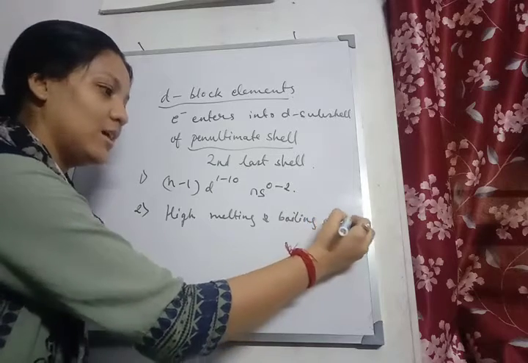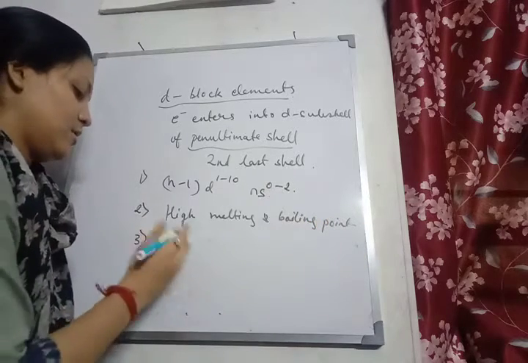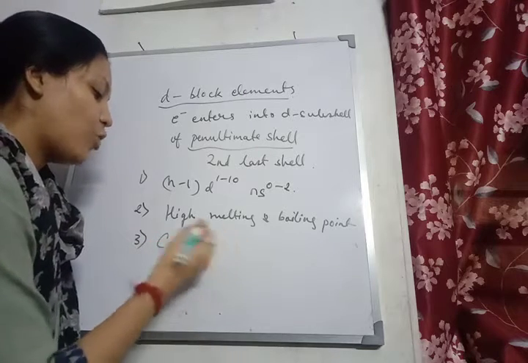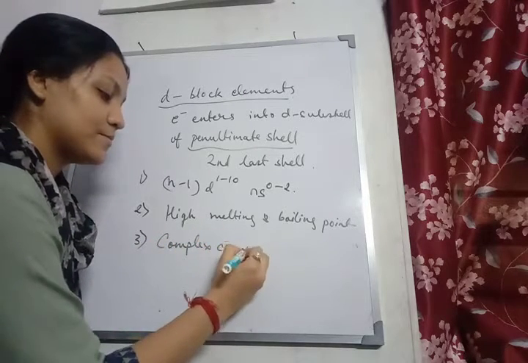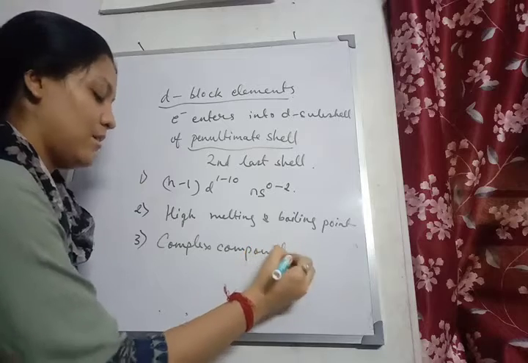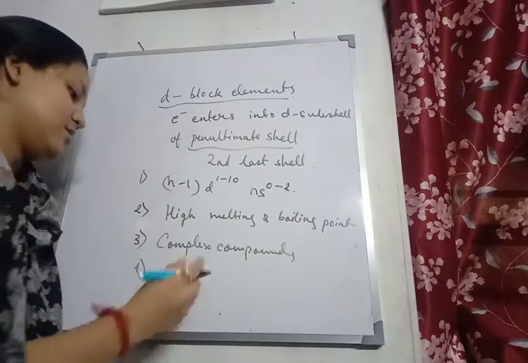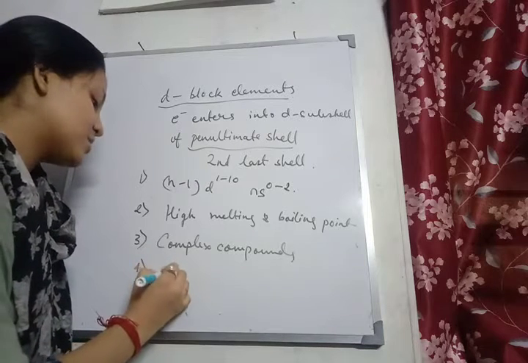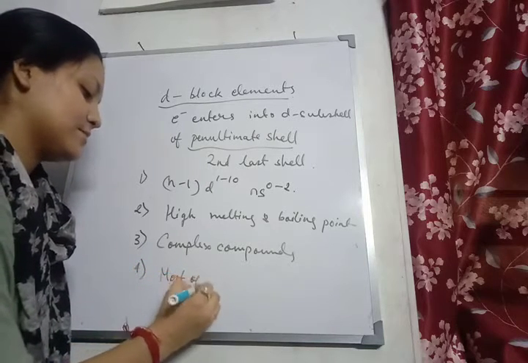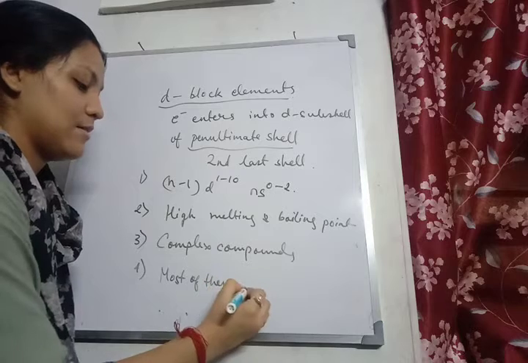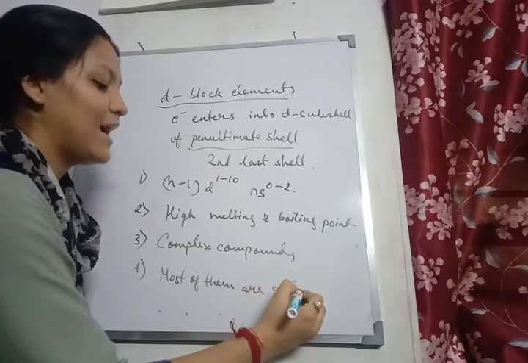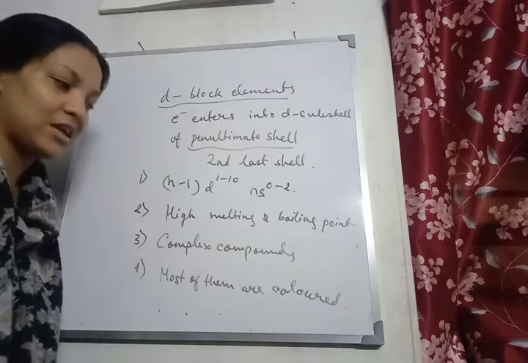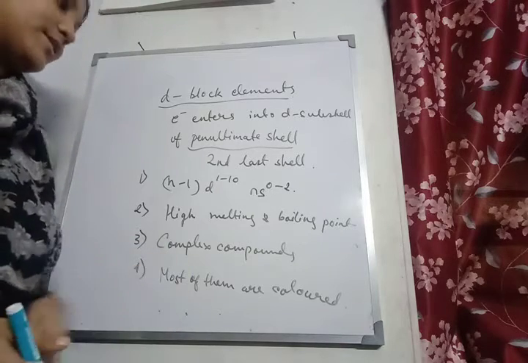Then third, they form complex compounds. And most of the compounds here are colored. Example, we have copper salts as colored, we have copper sulfate colored, then we have nickel salts as colored.